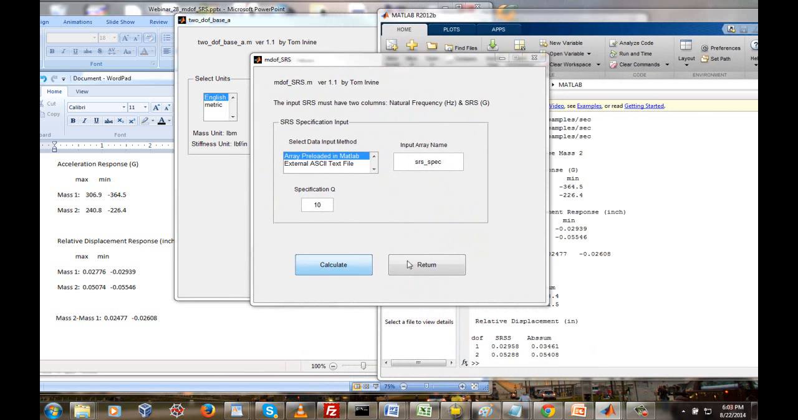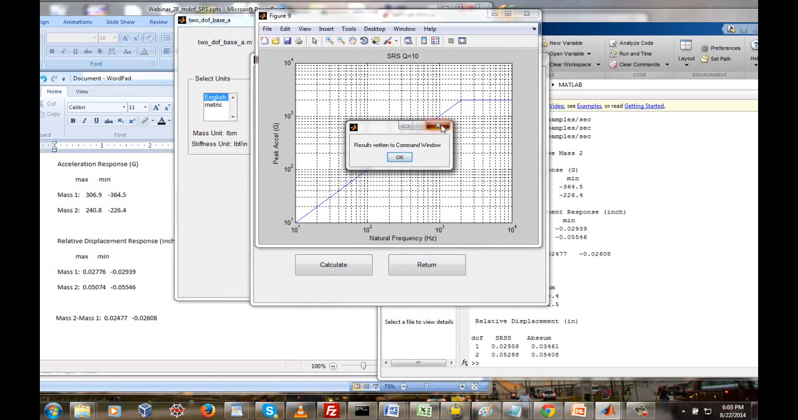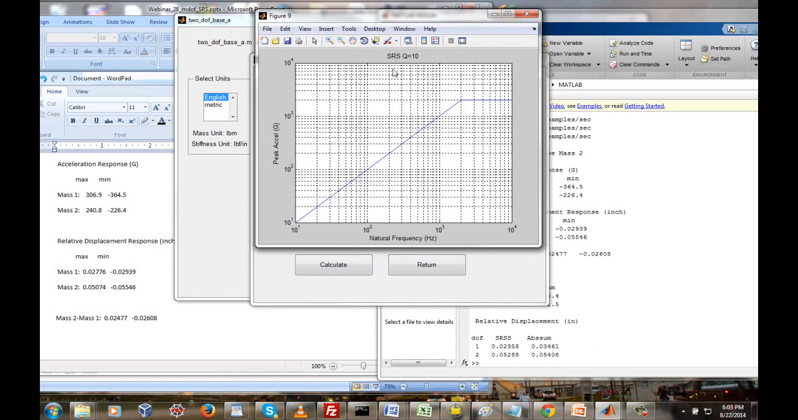Okay, let's go ahead and do the calculation here. And we see a plot. This is just the specification. So SRS, Q equal to 10. We've got peak acceleration in G, and the natural frequency in hertz.